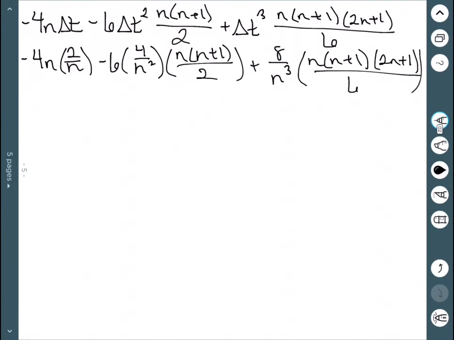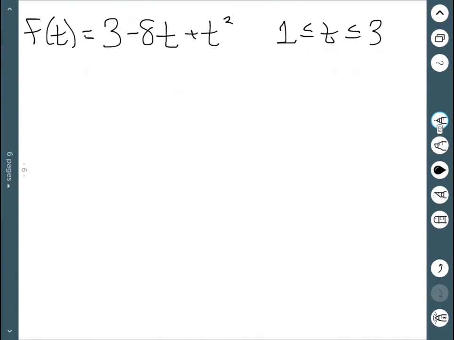And now we're actually going to take the limit as n goes to infinity. Our first term would become negative 8. Here, our limit is actually going to be negative 12. And for our final one, our limit would be 8 over 3. So now we can simply add these numbers up. This calculation was quite cumbersome.